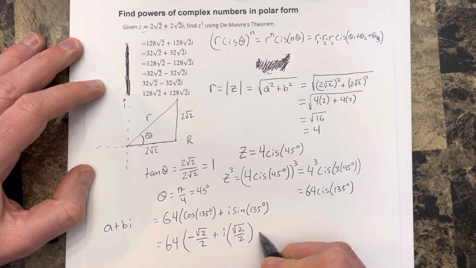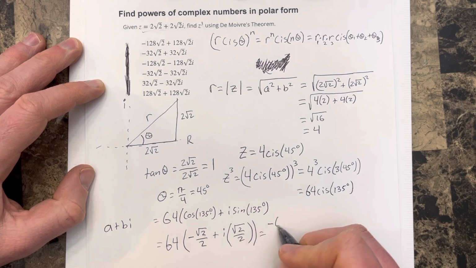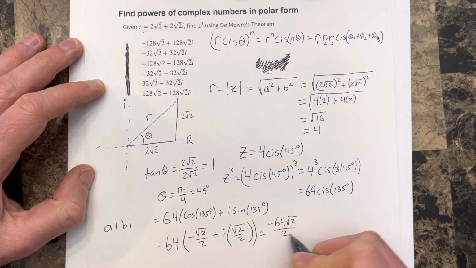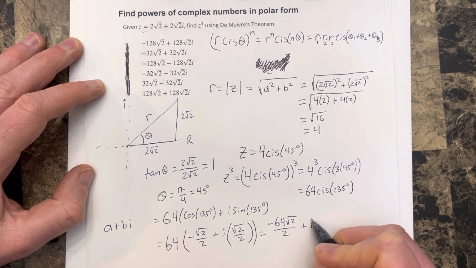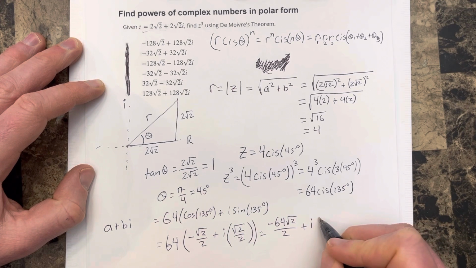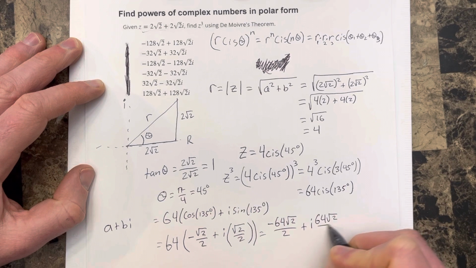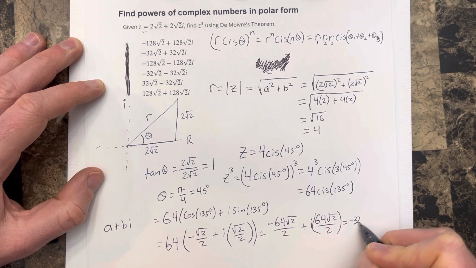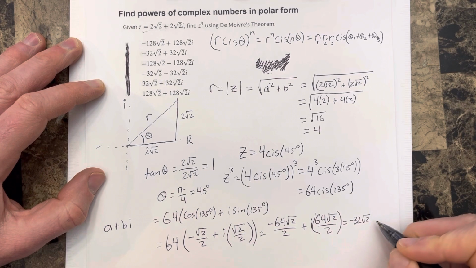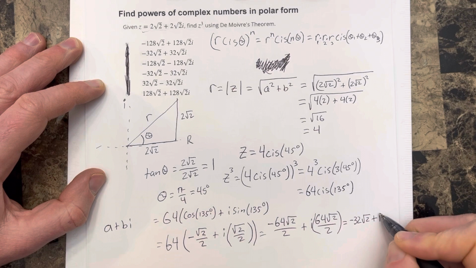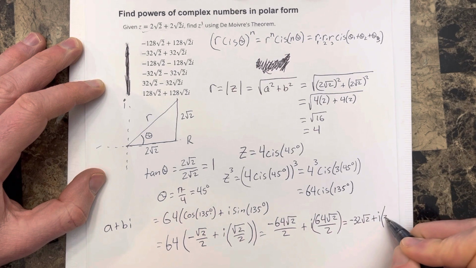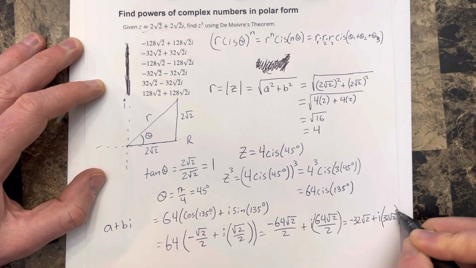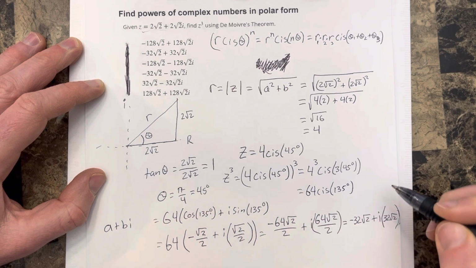So if I distribute that, 64 times this piece is going to be negative 64 root 2 over 2 plus i 64 root 2 over 2. Simplified there, I get negative 32 root 2, and then plus i, and this would be 32 root 2. And that would be our final solution right there.